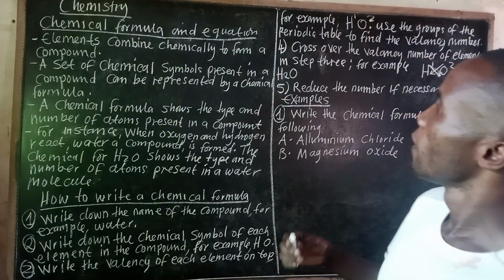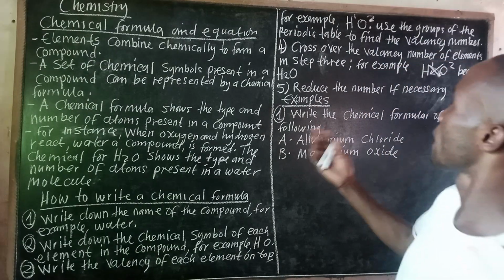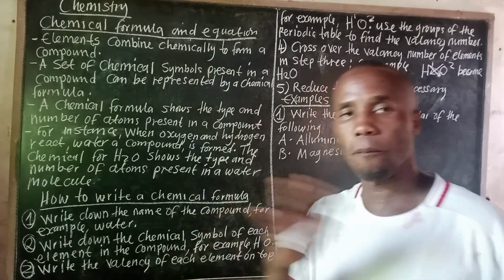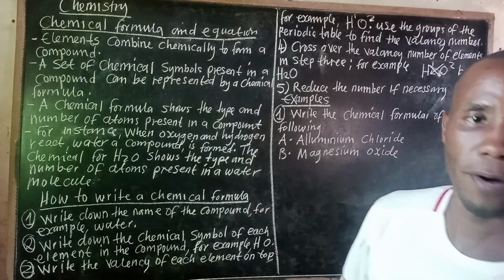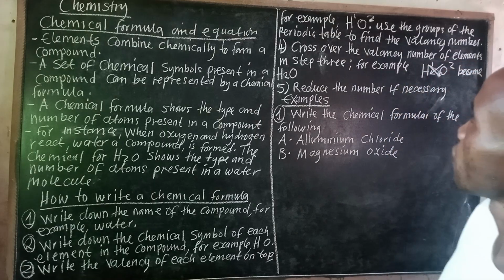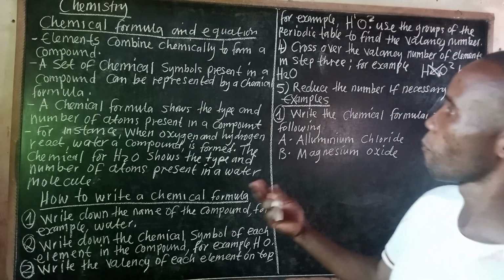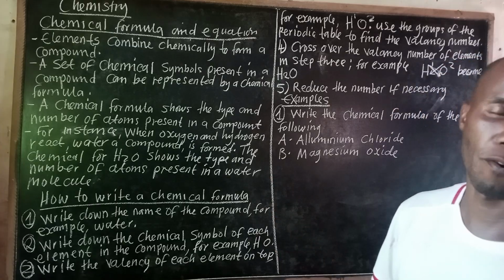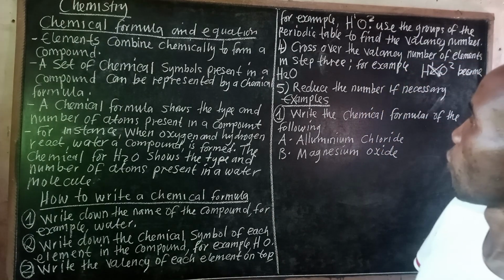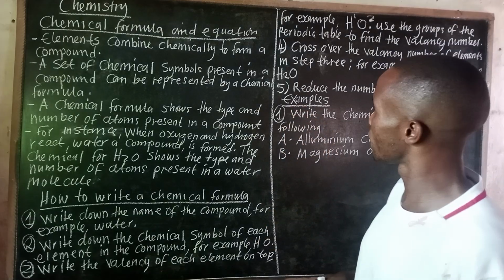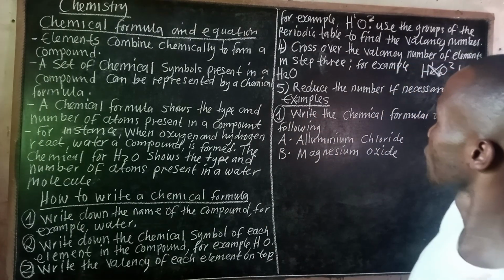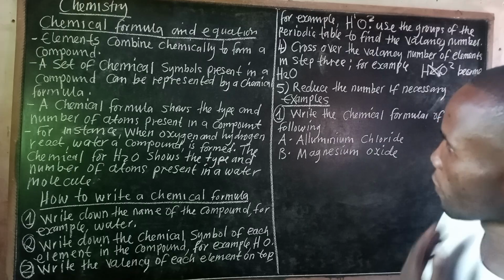Okay, elements combine chemically to form a compound. So elements, when they combine chemically, they form a what? A compound. So a set of chemical symbols present in a compound can be represented by a chemical formula. So that's why chemical formula is very, very important, because it also represents the symbols that are present in the compound. Okay, that is chemical symbols.